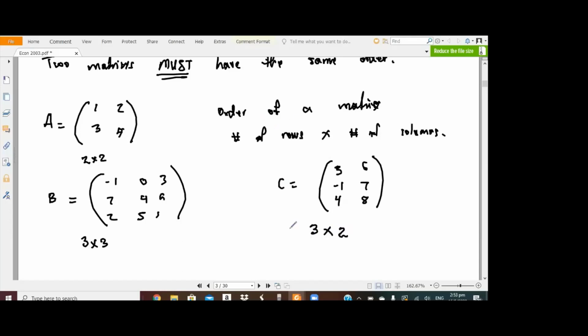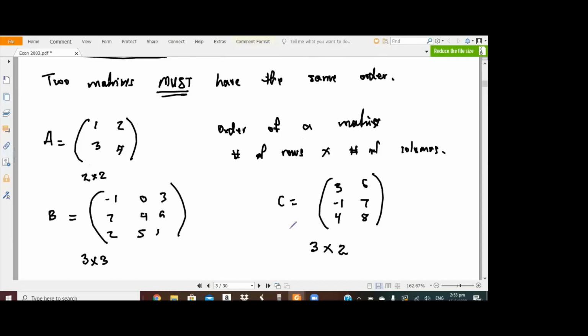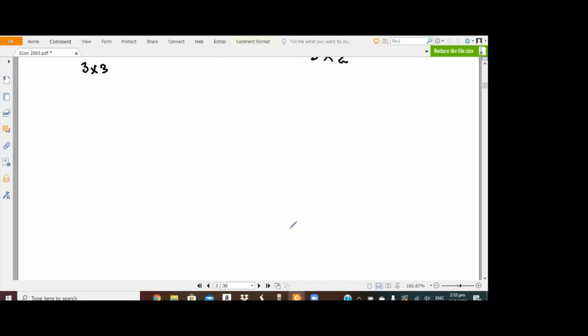Now, here's the thing. The only way you can add two matrices is if they have the same order. So the first thing you have to do is check if they have the same order. If that's the case, then we can. Let me demonstrate with a quick example for matrix addition.